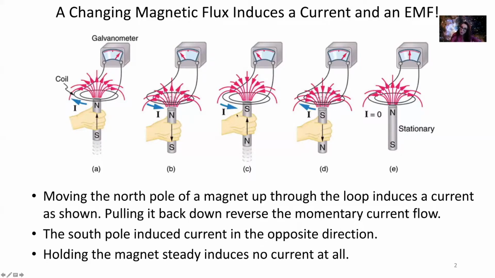Okay. Now, if we flip the bar magnet, that induces current in the opposite direction. So now I flip my magnet, south is facing up, and I move that magnet toward the coil, and I induce a current in the opposite direction from the situation where I was doing the same thing with the north pole of the magnet. I pull that magnet back out, I induce a current in the opposite direction.